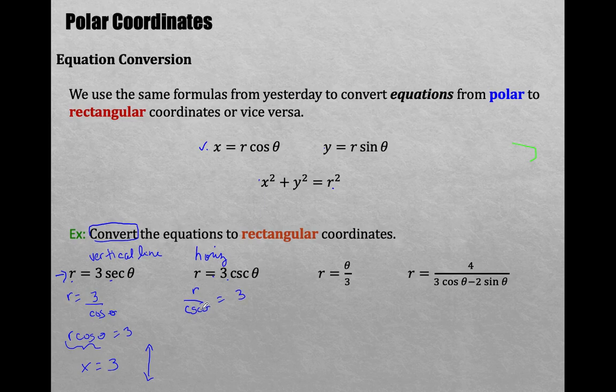But cosecant, reciprocal identities, trig is so important. 1 over cosecant is the same as sine. And r sine theta is y. Oh snap. That is the equation of a horizontal line.